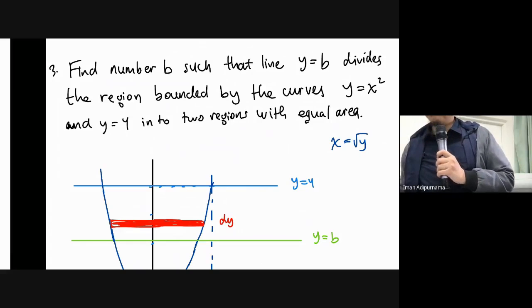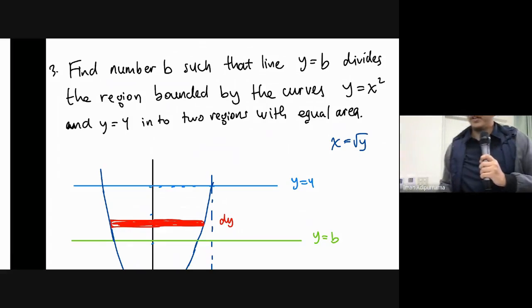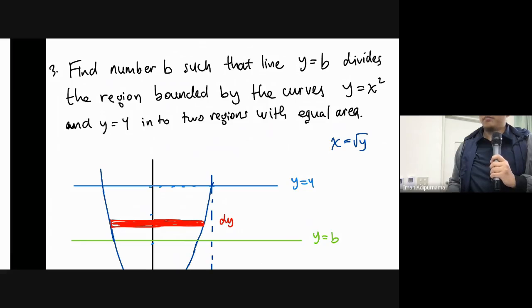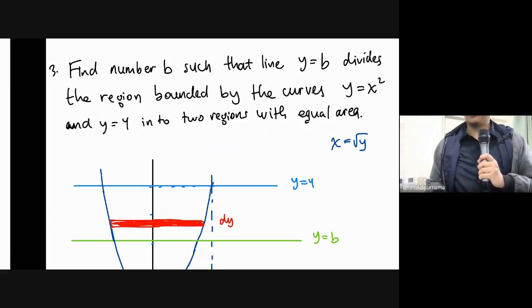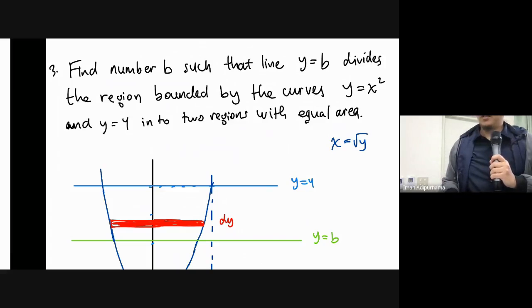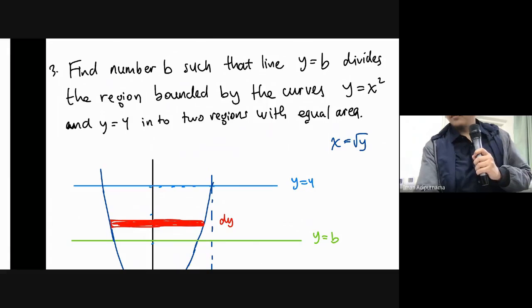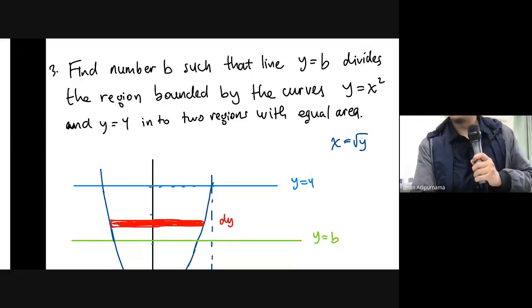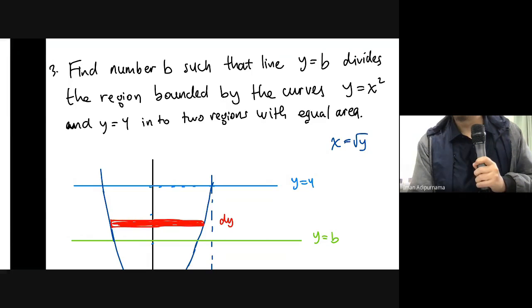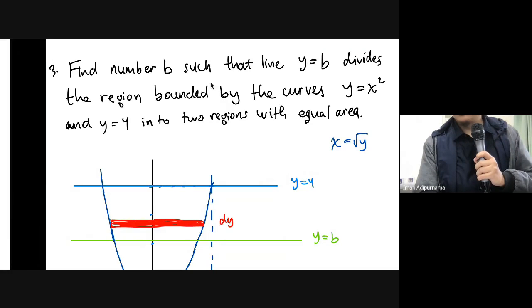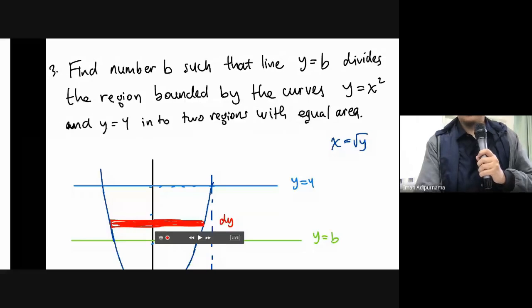So find the number b such that the line y equals b divides the region. The curves are y equals x squared and y equals 4. So there will be a line y equals b dividing the area into equal areas.